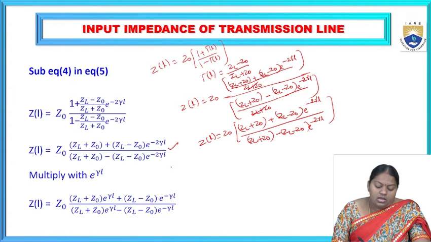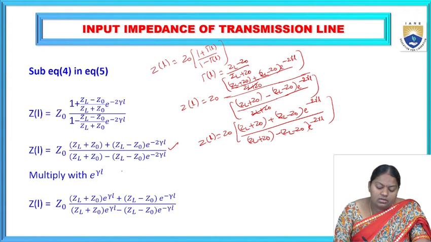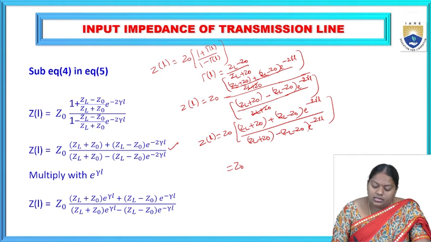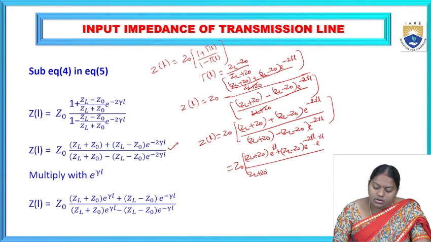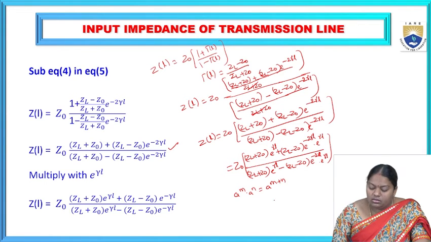Now, in order to simplify this equation, we multiply the total denominator and numerator with e power gamma L. So now it becomes Z0 into [ZL plus Z0 into e power gamma L plus ZL minus Z0 into e power minus 2 gamma L into e power gamma L] by [ZL plus Z0 into e power gamma L minus ZL minus Z0 into e power minus 2 gamma L into e power gamma L]. There is a formula that a power m into a power n is equal to a power m plus n. So here e power minus 2 gamma L into e power gamma L means e power minus 2 gamma L plus gamma L, which becomes e power minus gamma L.